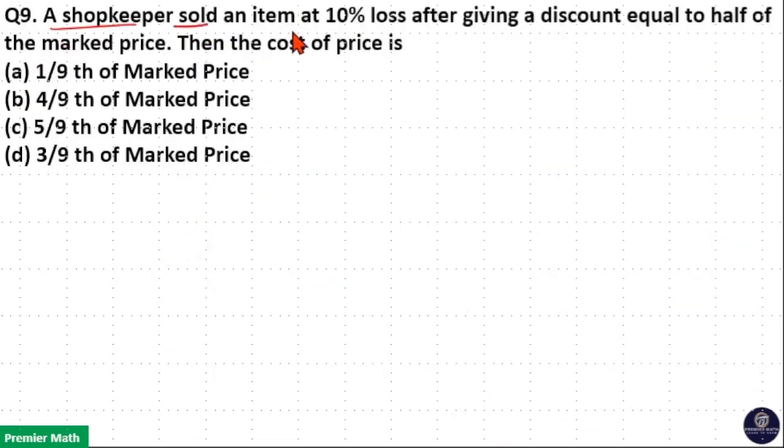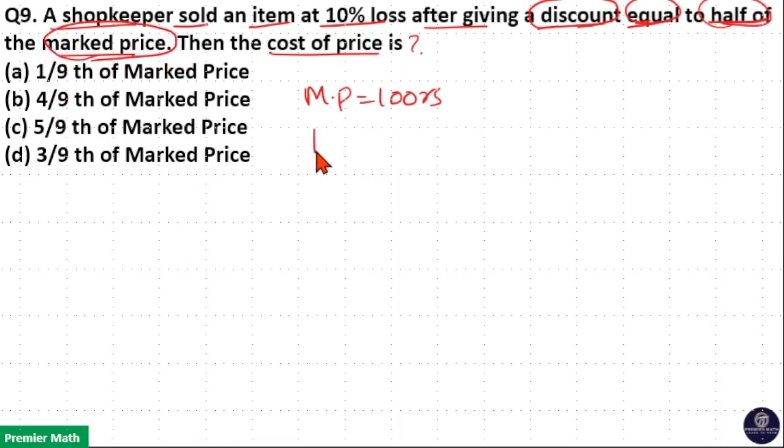A shopkeeper sold an item at 10% loss after giving a discount equal to half of the mark price. Then the cost price is, let us consider the mark price as 100 rupees. Mark price means price tag. Now, this shopkeeper is giving a discount equal to half of the price tag, that is half of the mark price, which is 50 rupees. So, 50 rupees off to this 100 rupees price tagged item.